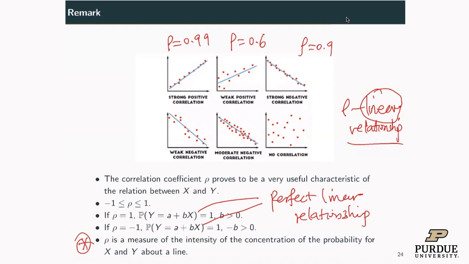This one is negative too, so this rho is negative 0.6. This one has no correlation. I cannot see any linear pattern, so this rho is probably 0. So this is how we interpret the correlation coefficient.